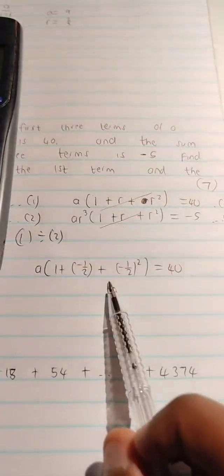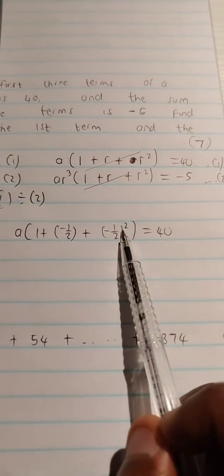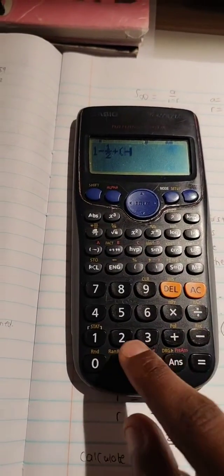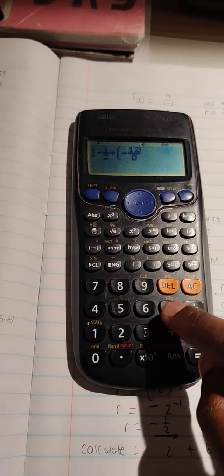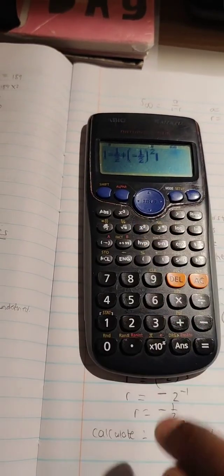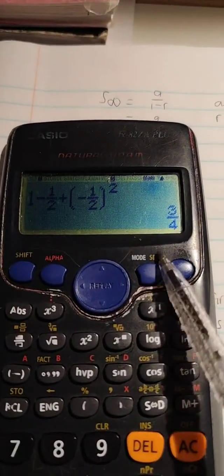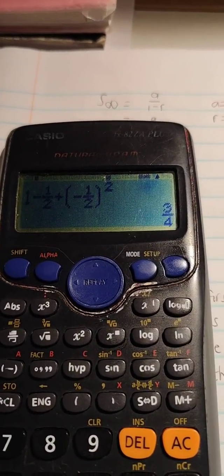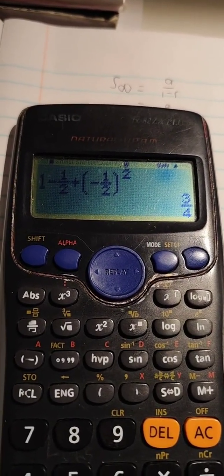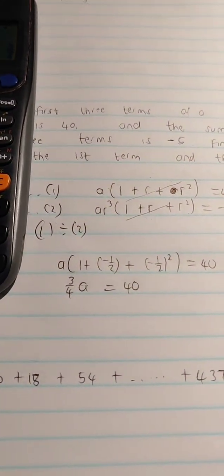And then I'm going to say plus. Okay, definitely plus because this negative half is inside the squared. So I'm just going to put that in brackets and then say negative 1 over 2, put it in nice brackets, put the square on the outside, and then I want to know what the value is. It's 3 over 4. Okay, so I have 3 over 4 a is equal to 40.